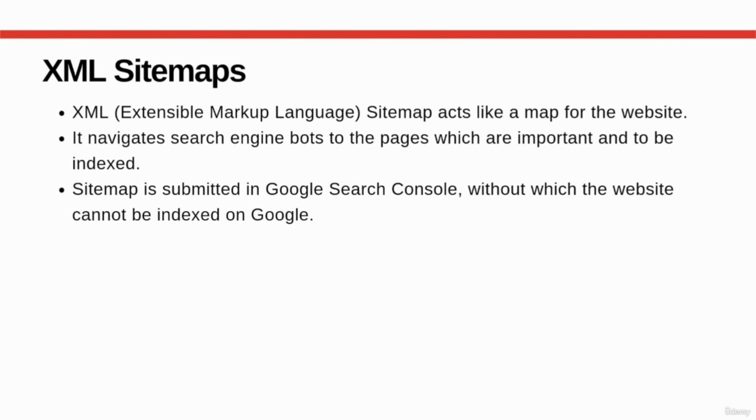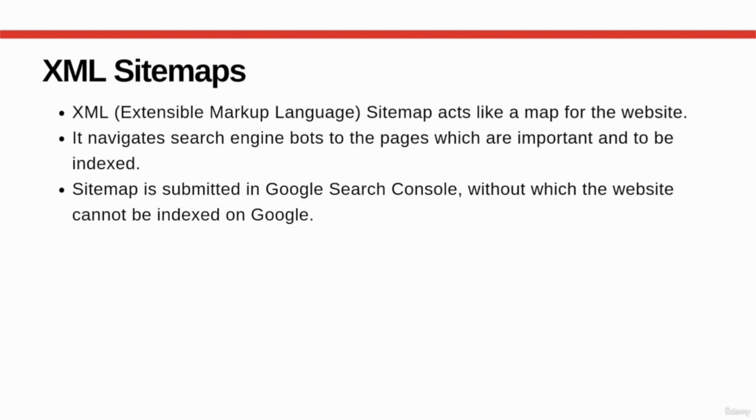XML sitemaps. XML, Extensible Markup Language. A sitemap acts like a map for the website. It navigates search engine bots to the pages which are important and to be indexed. A sitemap is submitted in Google Search Console, without which the website cannot be indexed on Google.